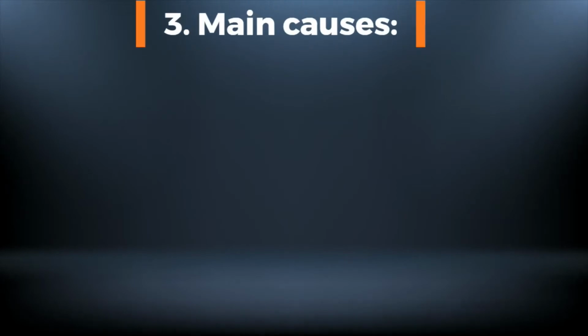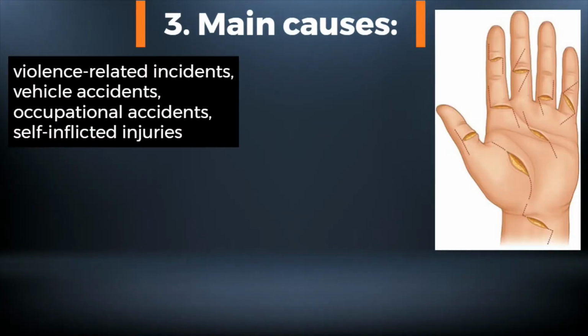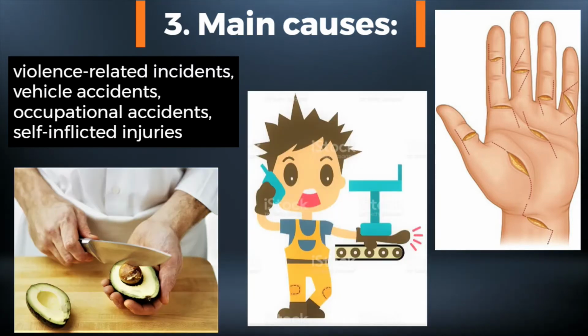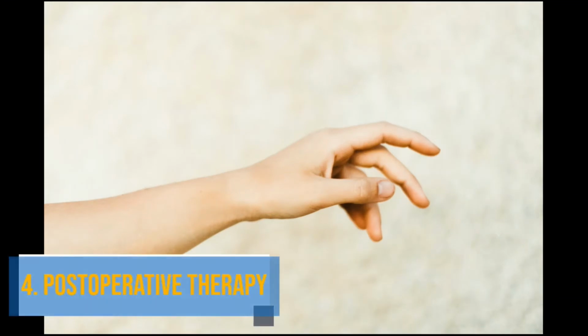Main causes of flexor tendon injuries include violence-related incidents, motor vehicle accidents, work-related injuries, or self-inflicted injuries. The most commonly injured flexor tendons include the flexor digitorum superficialis, the flexor digitorum profundus, and the flexor pollicis longus. Next, we will review specific therapy protocols.